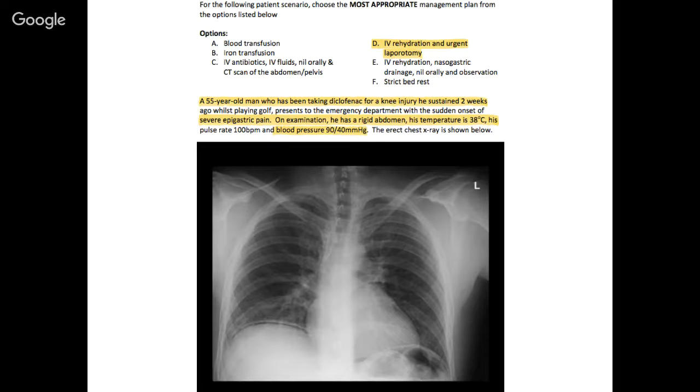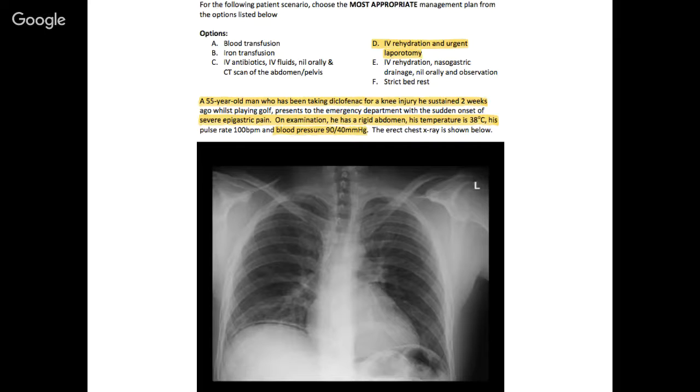Okay, so he's taking diclofenac. What's diclofenac? NSAID, okay? So straight away within the first sentence of the question, you're already starting to suspect gastric ulcer. Severe epigastric pain also suggests gastric ulcer. The blood pressure of 90/40 suggests he's already lost a lot of blood. So again, gastric ulcer, common complication is perforation, hemorrhage. And in this case, it's probably already perforated viscus.